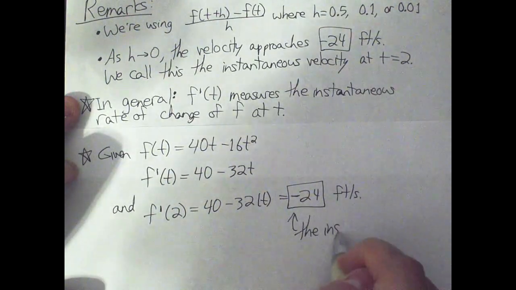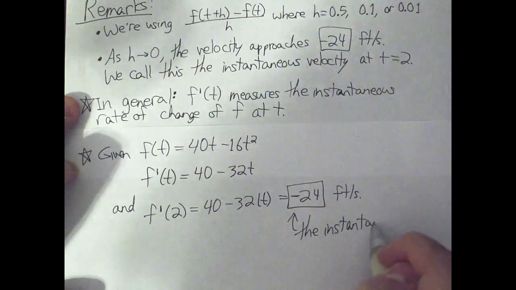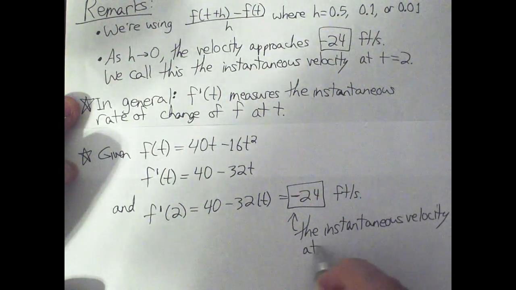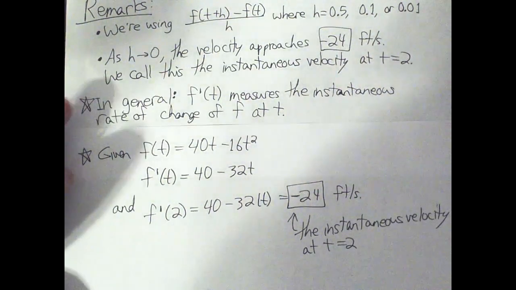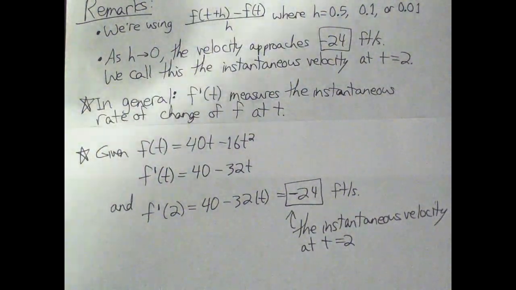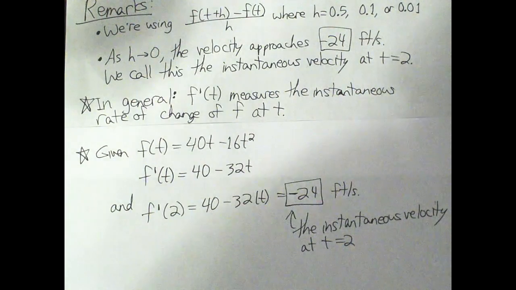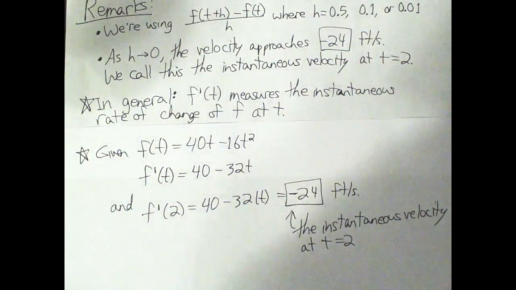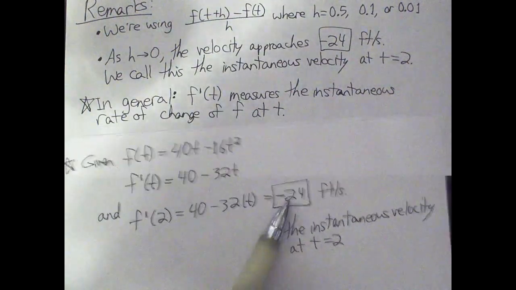The instantaneous velocity at t equals 2. So 2 seconds after the ball was thrown in the air. Okay? Throw a ball in the air, 2 seconds later, how fast is it going? At that exact moment in time. Not over some long interval of time lasting half a second or lasting 0.1 seconds or anything like that. But just at that specific moment in time, what's the velocity of the ball? Negative 24.